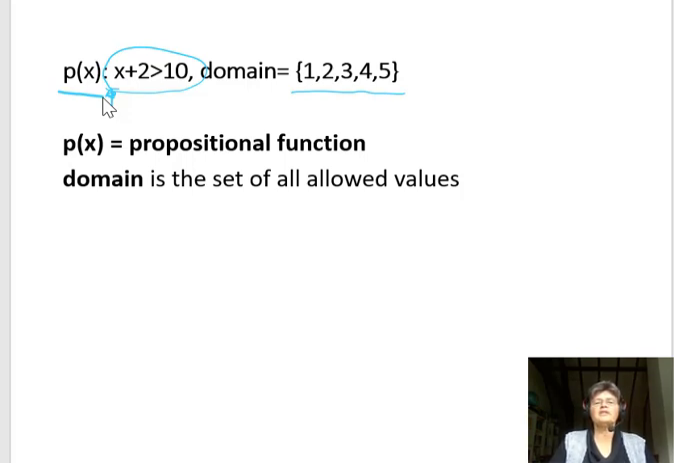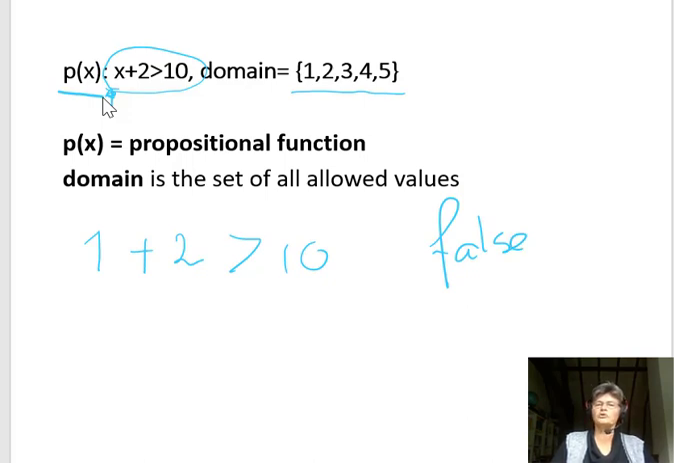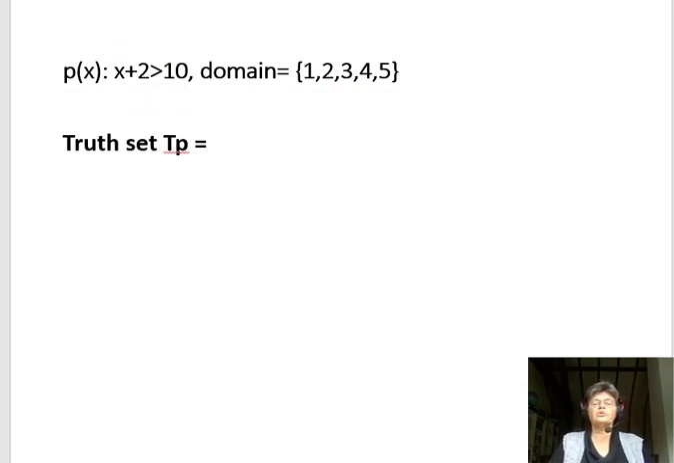So if we replace this x with, for instance, the first element from the domain, it says 1 plus 2 is larger than 10. Okay, we can tell that this is false. So the function gives you true or false, and the statement inside turns into a proposition whenever I replace the x with a value. That's a propositional function.